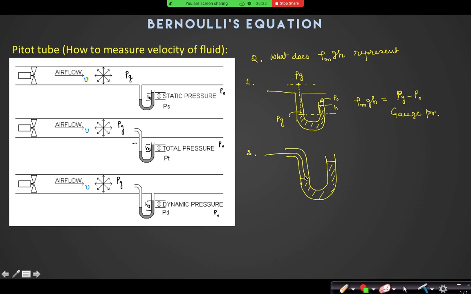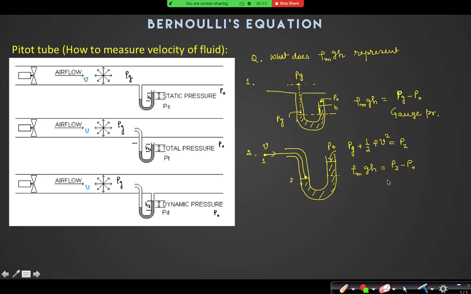Now you can see that at this point the velocity of the gas particle is 0, and at this point the velocity of the gas particle is v. If I say this point is 1 and this point is 2, then what is the Bernoulli equation between 1 and 2? Pg plus half rho v square is equal to P2, and this is P naught again. So what does rho mercury g h represent? It represents P2 minus P naught.